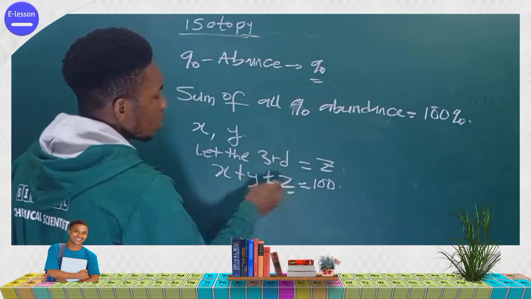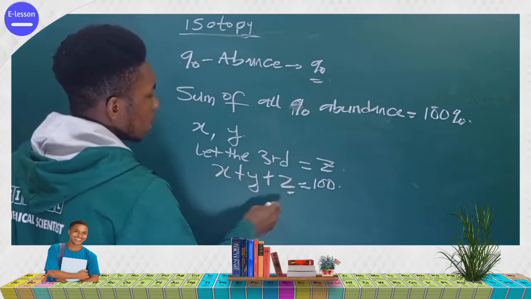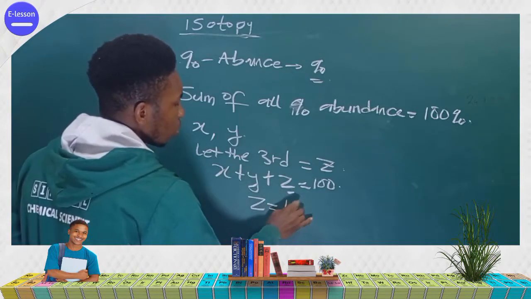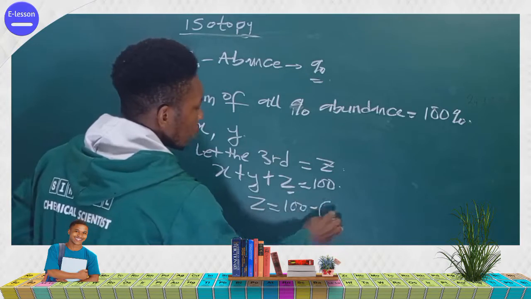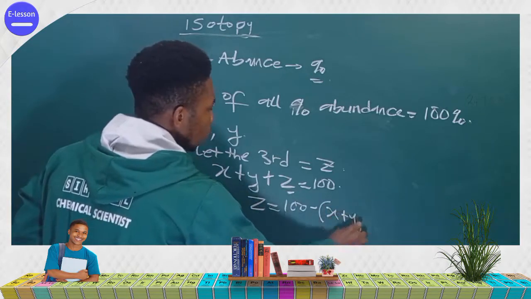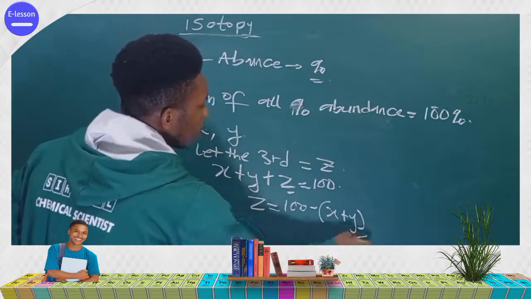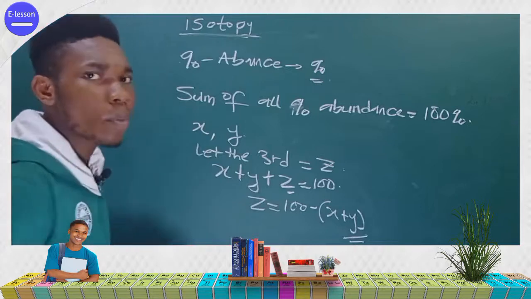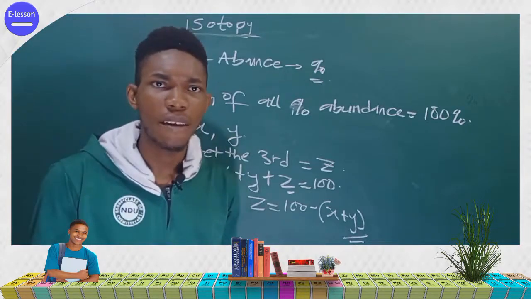So to find Z, what do you do? You take X and Y to this side, and Z will be equal to 100 minus (X plus Y). Are we getting it now? Now, this is an exam question. It usually comes out every year.